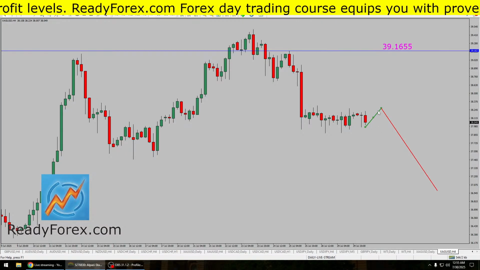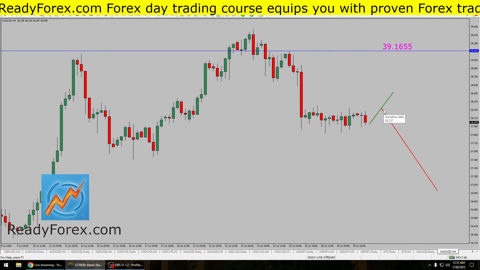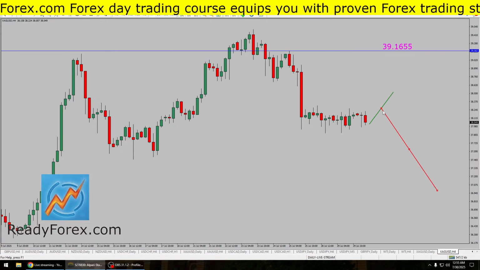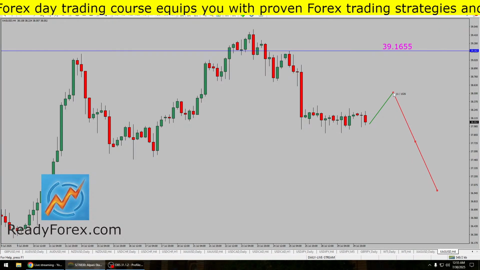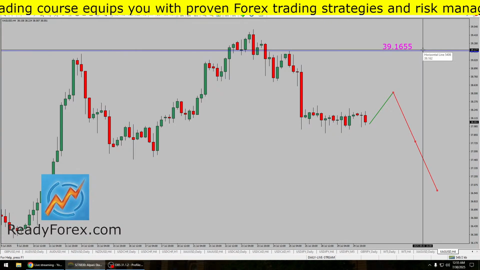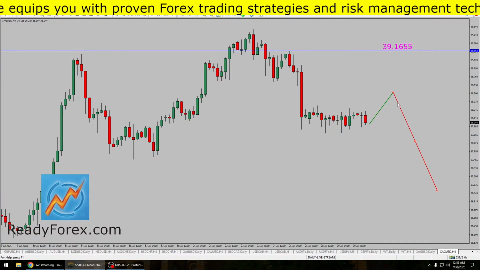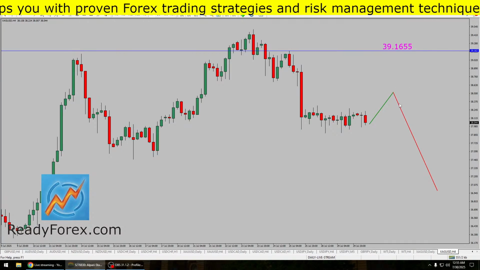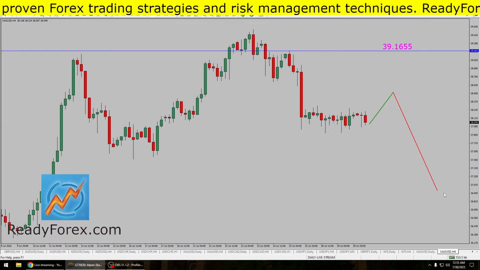We might get a deeper pullback over here. However, as long as price action is staying below the 39.1655 area, right up over here, it is a downtrend at least in the 4-hour time frame. So wait for a pullback, and then the chances are high that price action is going to start the decline in the XAG USD pair.